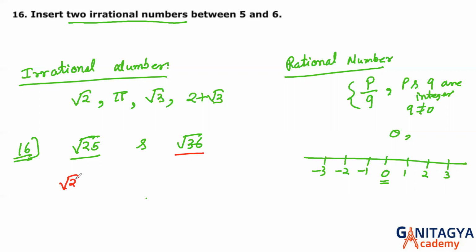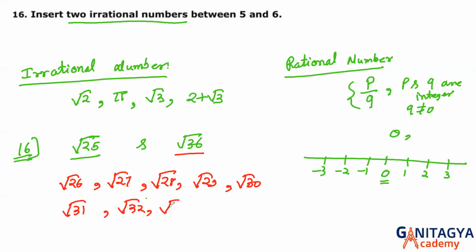Under root 26, under root 27, under root 28, under root 29, under root 30, under root 31, under root 32, under root 33, under root 34, and under root 35. These are all irrational numbers that exist between 5 and 6. They asked us to insert two numbers, and we have written so many irrational numbers. Please write it down. Let me move to the next question.